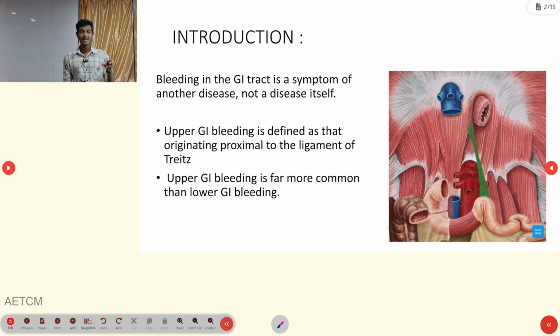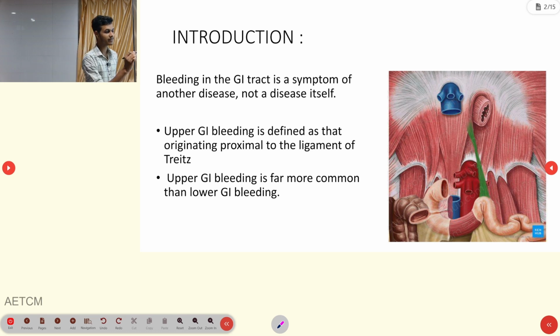Before that, bleeding from the gastrointestinal tract, or hemorrhage from the gastrointestinal tract, is not a separate disease condition. It is one of the signs or one of the symptoms. It is a clinical feature. It's not a separate disease condition, right? So how are we defining whether it is an upper or a lower GI tract bleeding?